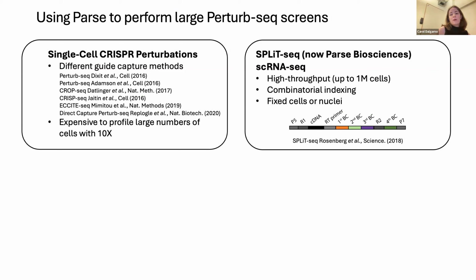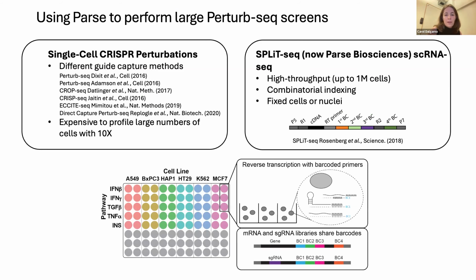Split-seq, which has now been commercialized by Parse Biosciences, offers a more cost-effective method for performing large single-cell RNA-seq experiments. They have kits where you can profile up to 1 million cells at lower cost using combinatorial indexing, and the method works on fixed cells or nuclei, so you can multiplex samples that you have prepared at different time points in one experiment. And this last point is especially well suited to our experimental design of looking at multiple pathway and cell line combinations.